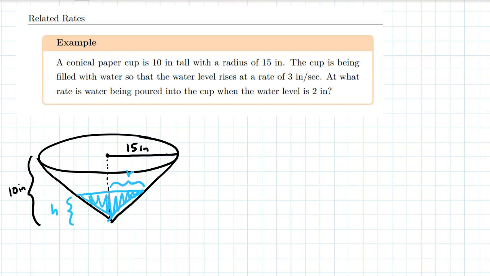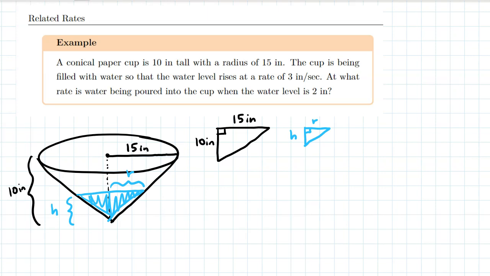Now, if I thought about these two-dimensionally, what's essentially happening is I have two similar right triangles. So this triangle is representing my water cup, where this is 10 inches and this is 15 inches. And then the water itself is looking something like that, where the height of the water is h and the radius of the water is r.